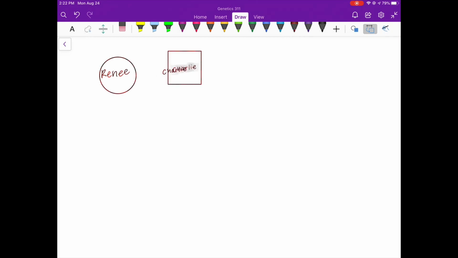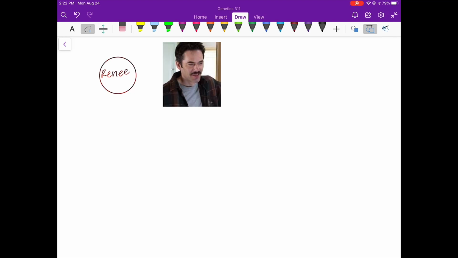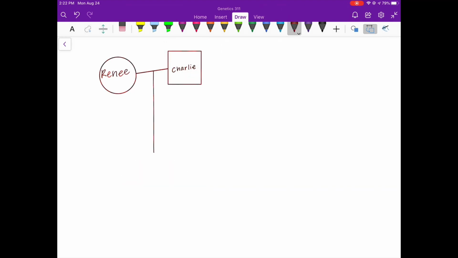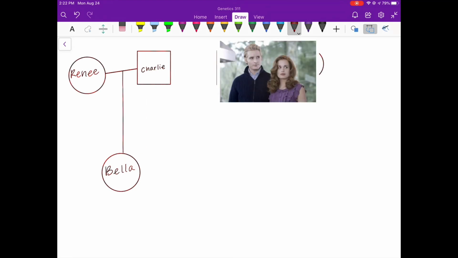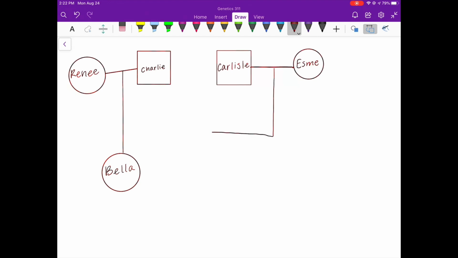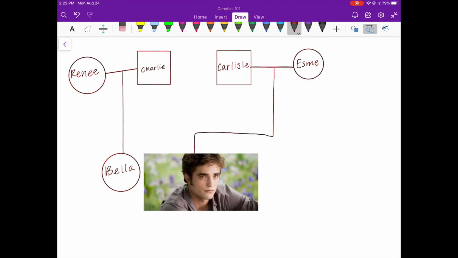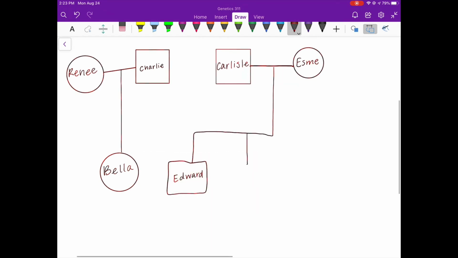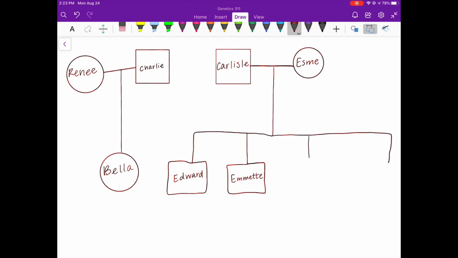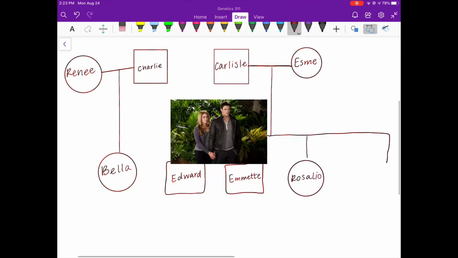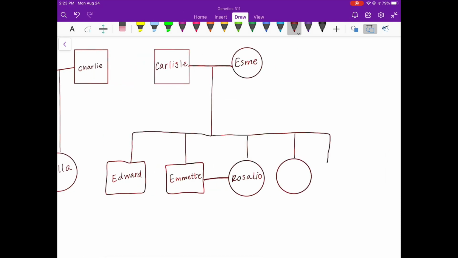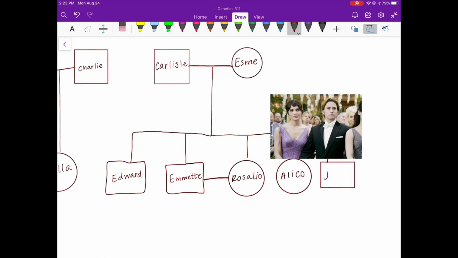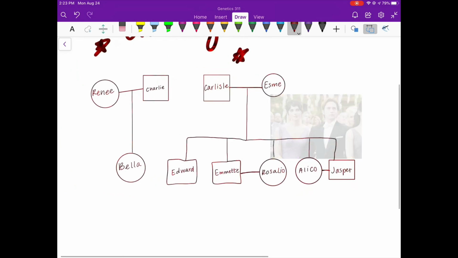So here you have Renee and Charlie, the parents of Bella Swan, one of the main characters. Then you have Edward's parents, Carlisle and Esme, and they have 5 children, one of which is Edward Cullen, Bella's husband. They also have Emmett and Rosalie, who are actually also dating as well as siblings. And then we have Alice and Jasper, who are in the same situation.